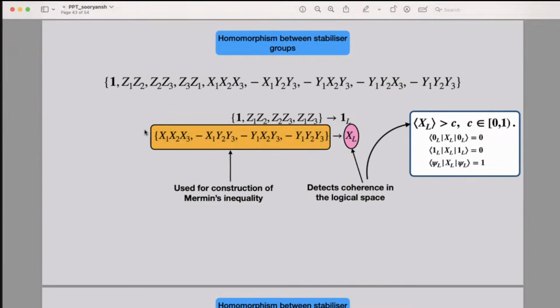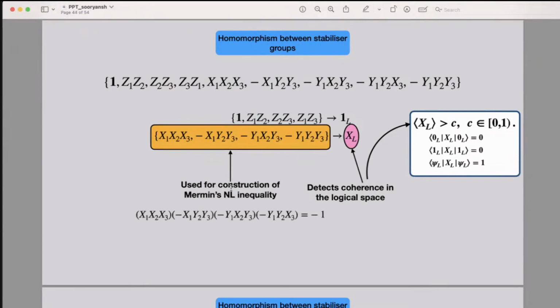Earlier those operators were detecting entanglement, but these are the operators which have been used for construction of Mermin's inequality. So I will go a little bit into what is Mermin's inequality and why these operators are used. If one multiplies these four operators naively, one will get a -1 because x1 is coming twice, y1 is coming twice, x2 is coming twice, and y2 is coming twice. Similarly, x3 and y3.